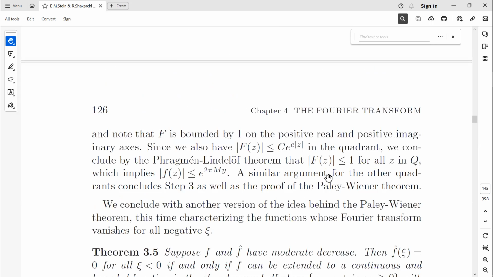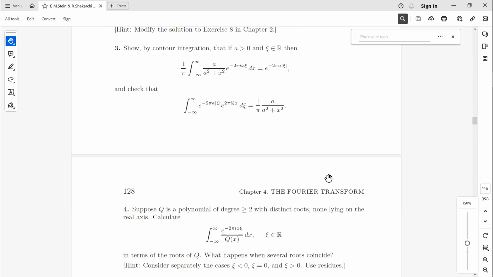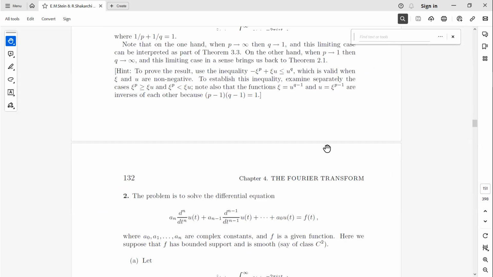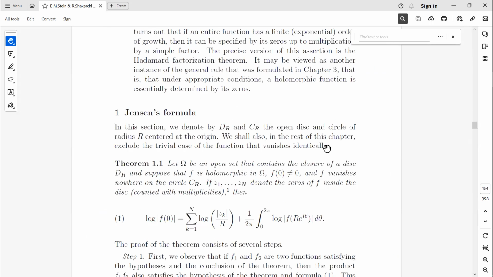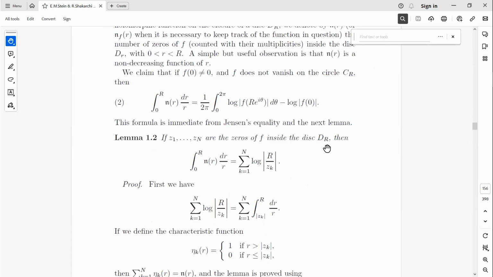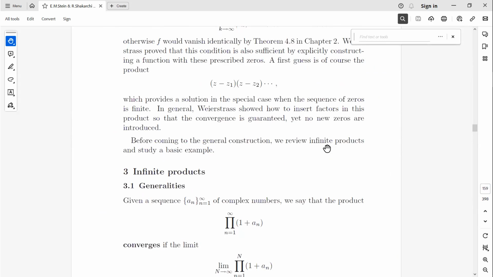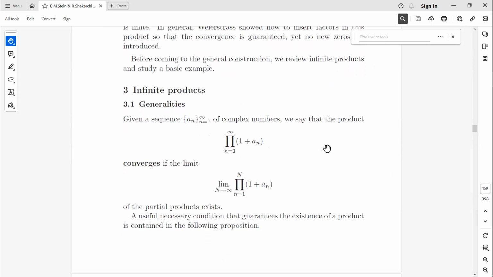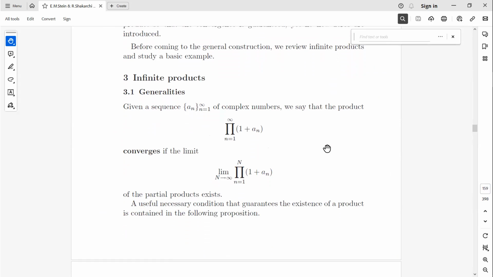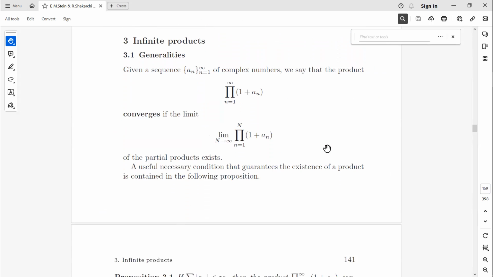Some Fourier analysis, but really slow. Right, and this is the chapter on entire functions, but you need not worry about this chapter right now. Yeah, this is what they talk about. You can actually read this portion. This section 3 doesn't require anything else from the book. I mean, it doesn't require much.